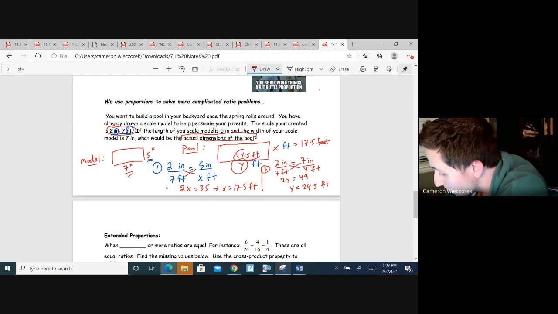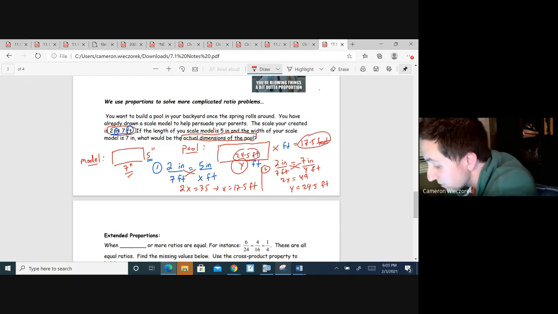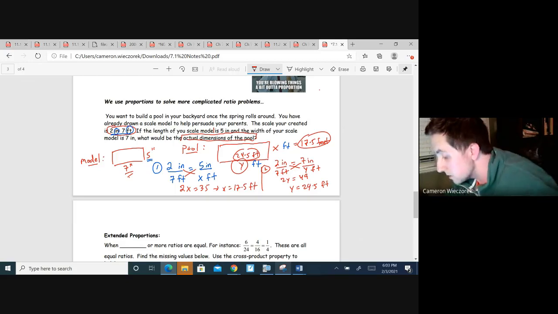So your pool would be 24.5 feet by 17.5 feet. And once the weather gets nicer, you can go swimming. If you need to pause and take a look at that again, go for it.